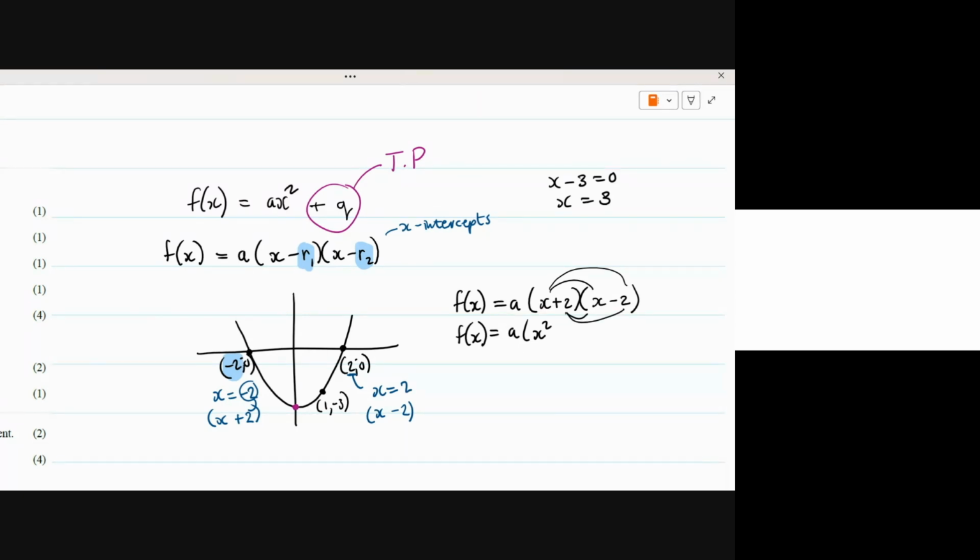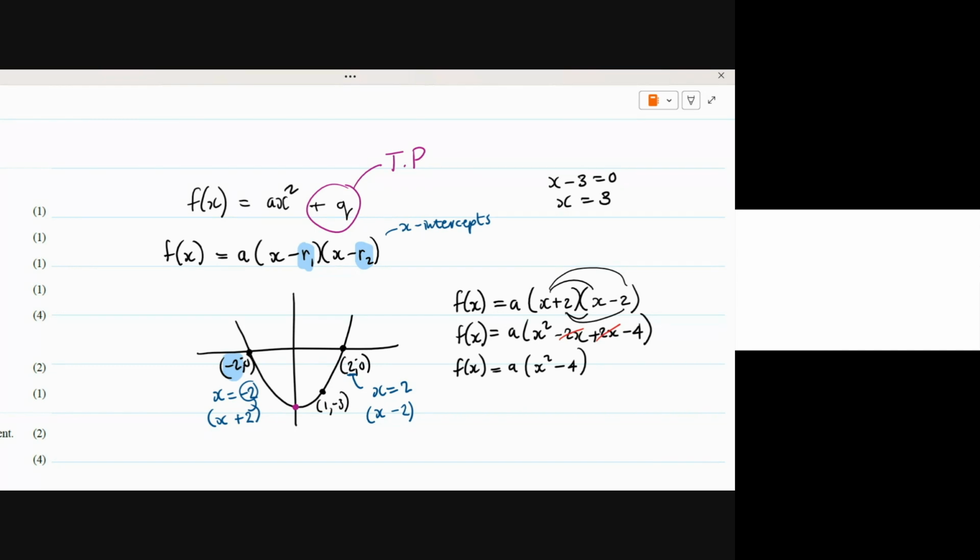And I know that this is a difference of squares, so the two middle terms are going to cancel each other out. Minus 2x plus 2x minus 4. And then I know that negative 2x plus 2x will cancel out. So I will end up with f of x is equal to a, open brackets, x squared minus 4. All right. Thumbs up.